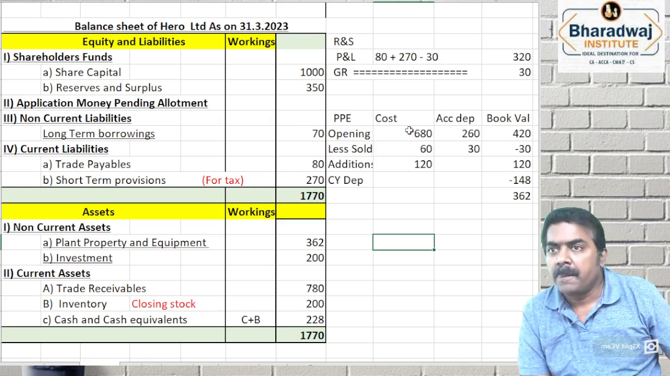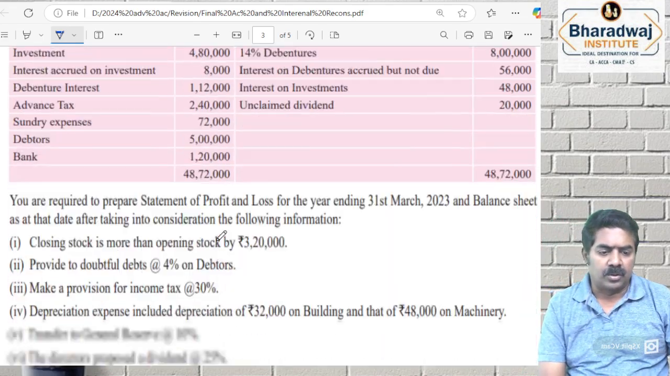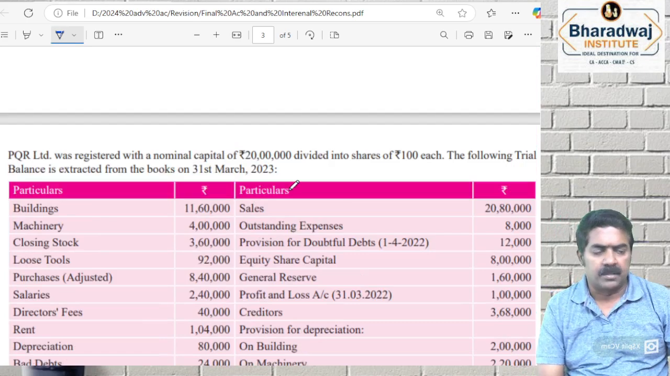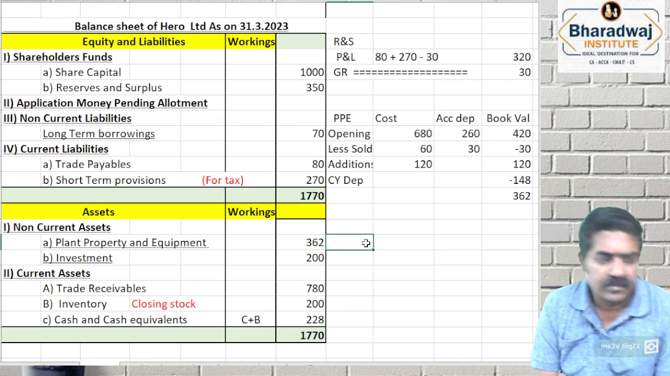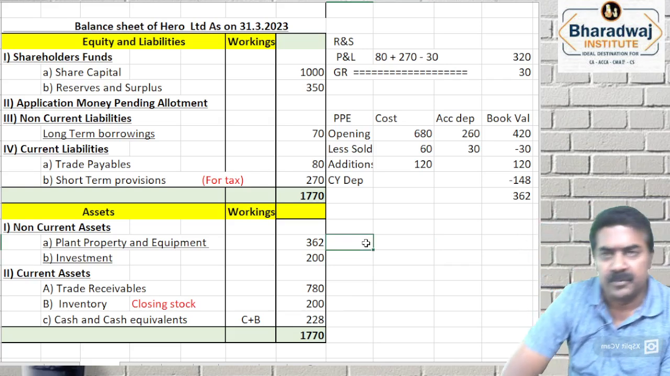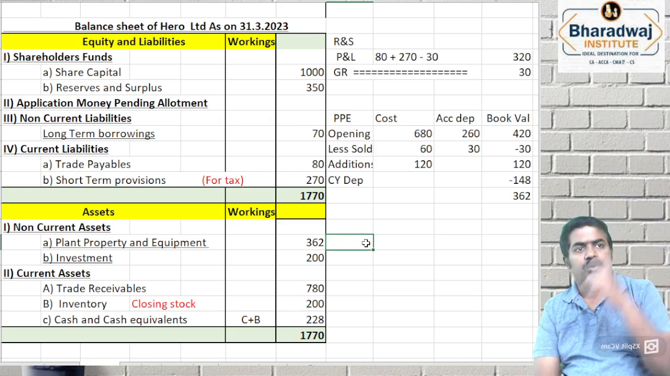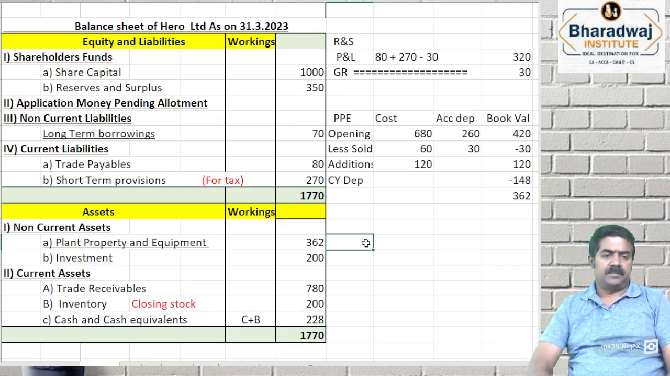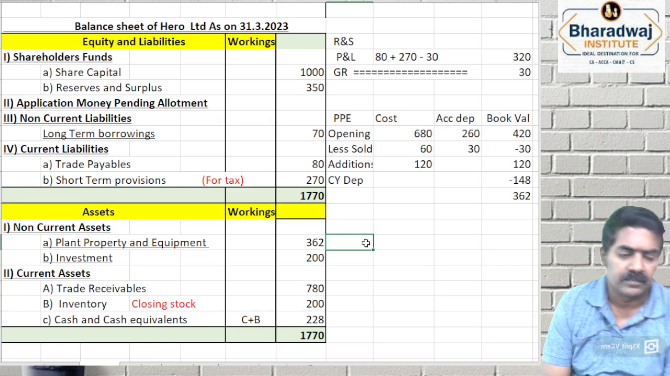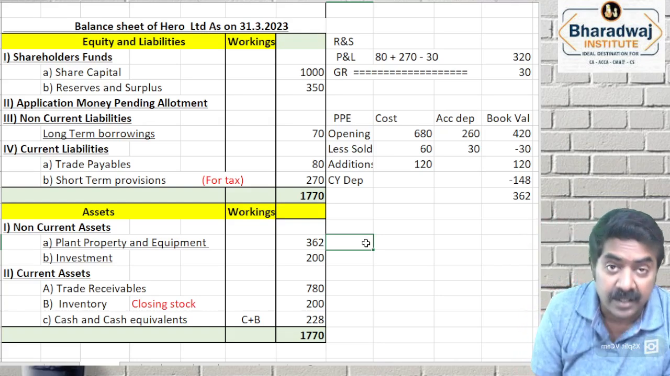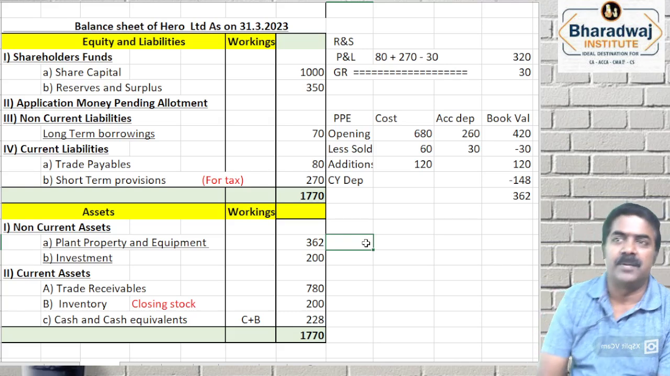This is question number 2. After this, you are going to work out complete question number 3. Both P&L account and balance sheet you are going to do. I'll give you about 15 minutes of time. Try to finish both P&L account as well as the balance sheet within 15-20 minutes. Those who are accessing the recording, ensure that you pause now and do the complete working for the next question.